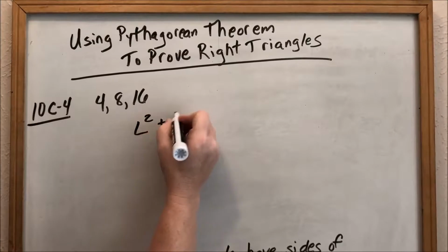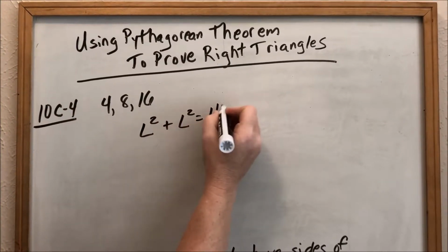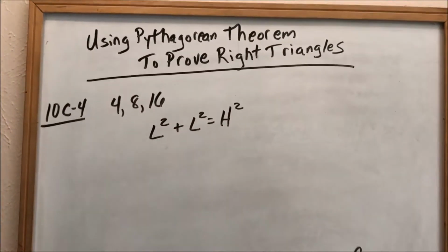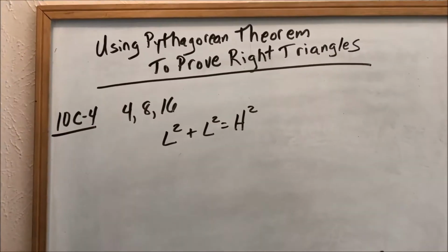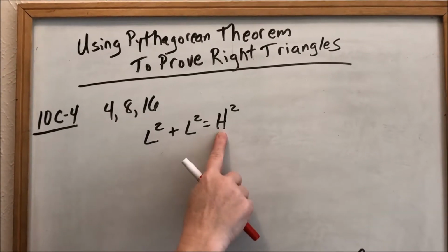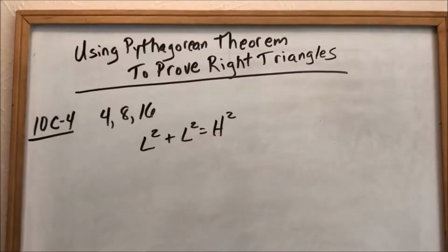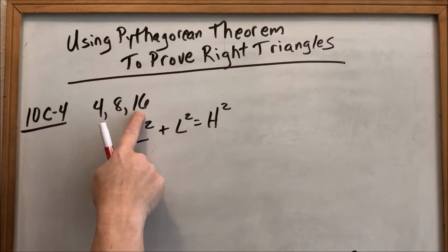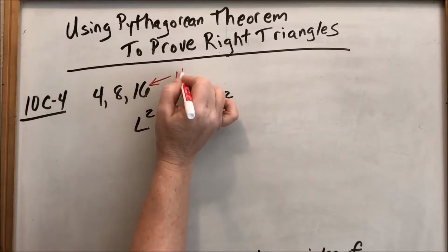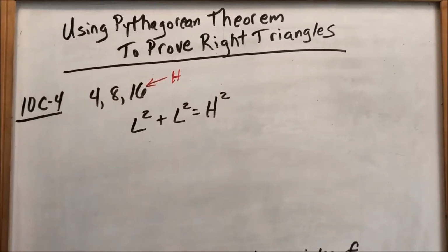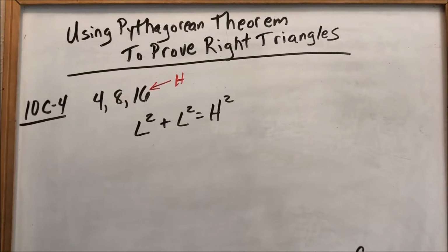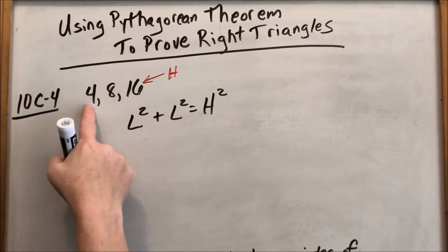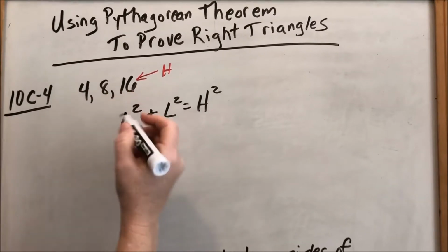So we use Pythagorean Theorem, L squared plus L squared equals H squared. We need to know which numbers are our legs and which number is our hypotenuse so we can plug everything in correctly. It's really easy. The hypotenuse is always your longest side. So whatever your largest number is, 16 is my longest side, so that is my hypotenuse. Always your hypotenuse is the longest side. So it doesn't matter if you put 4 here or 8 here, that just means that these are both my legs and this is my hypotenuse.